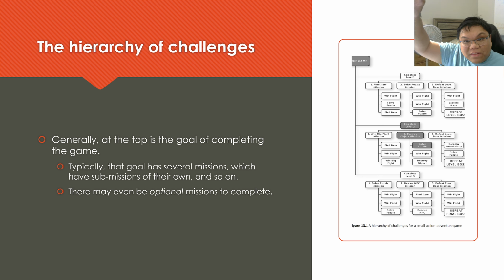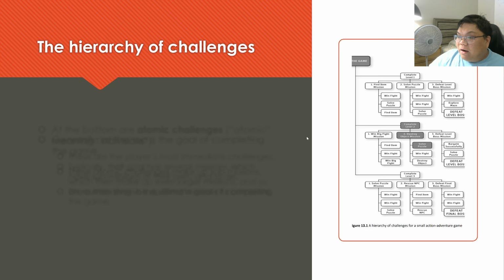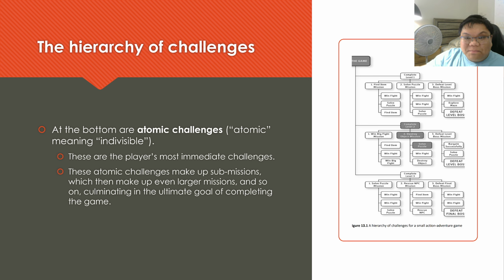So, challenges are composed of smaller challenges, and those challenges are composed of smaller challenges. All the way down, we get to the atomic challenges. These are the smallest possible challenges in a video game. These atoms are combined together to make larger challenges, and then those combinations of challenges combine to make even larger challenges. You can even break them up into missions if you need to. Depending on the nature of your game, you may need to pair them into missions.